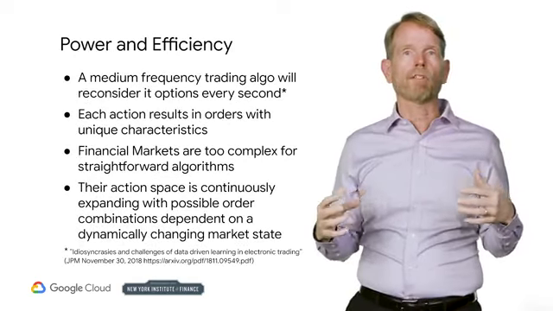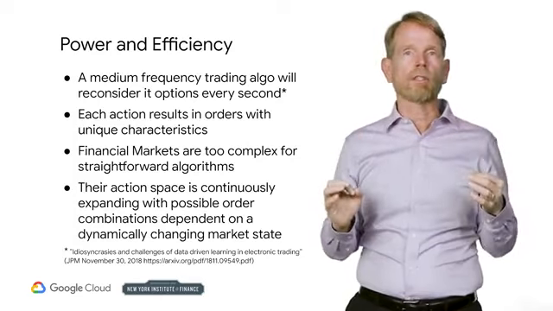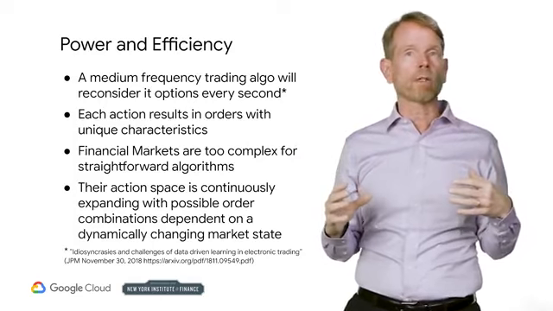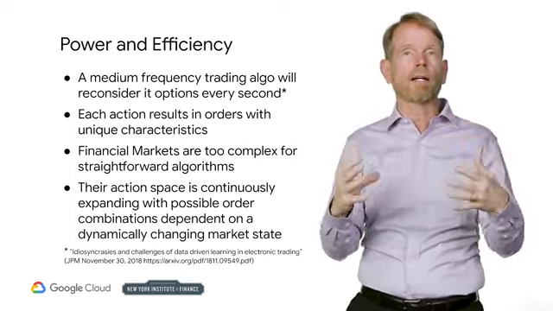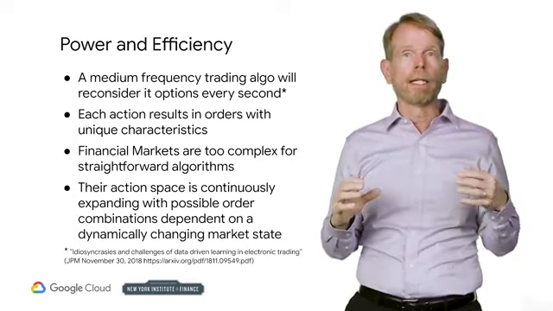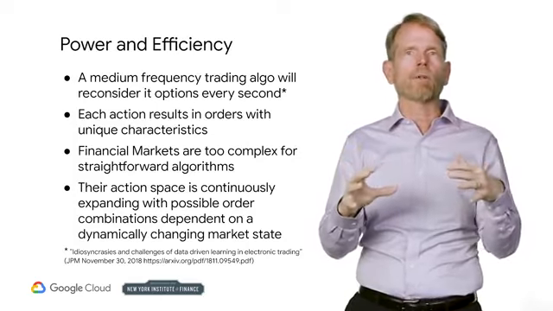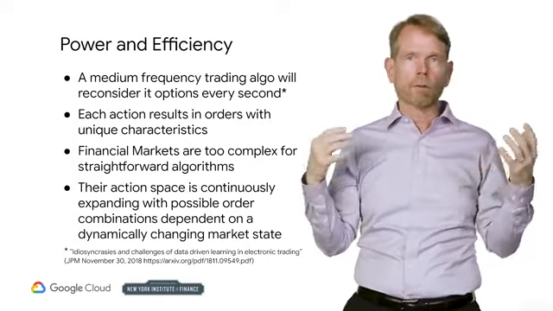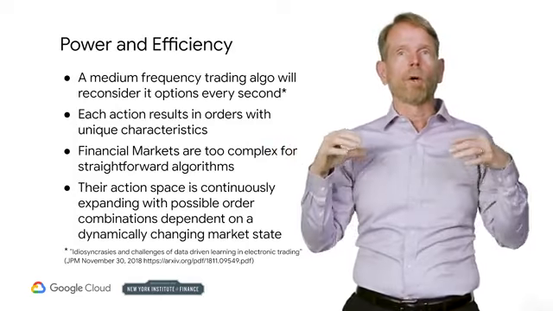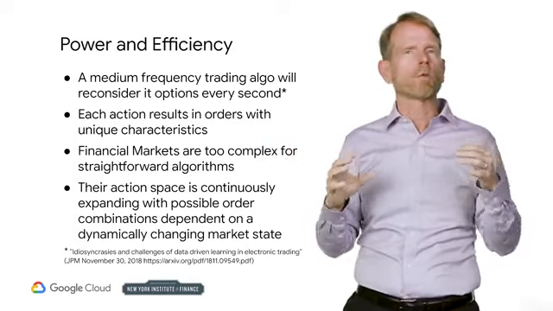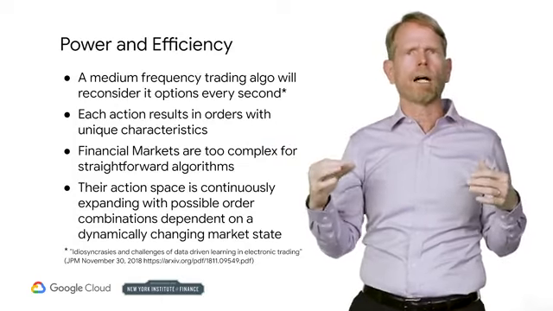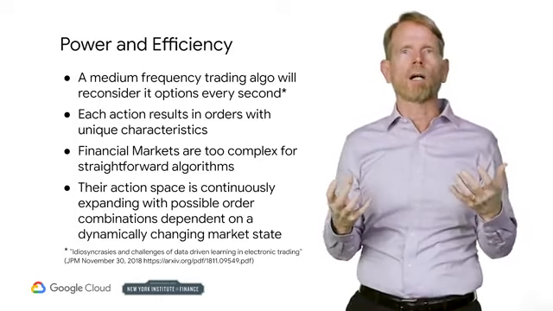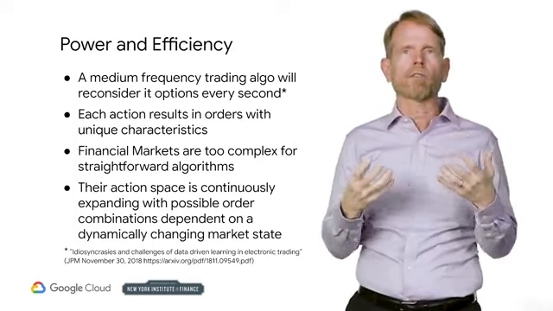According to the estimations in J.P. Morgan team's Idiosyncrasies and Challenges of Data-Driven Learning in Electronic Trading study, a medium-frequency electronic trading algorithm will make 3,600 decisions per hour. This is due to the fact that each action is a consequence of a collection of child orders with different characteristics, price, order type, size, etc. What this means also is that financial markets are way too complex for straightforward algorithms as their action space is continuously expanding with all the possible combinations of moves and market characteristics changing all of the time.